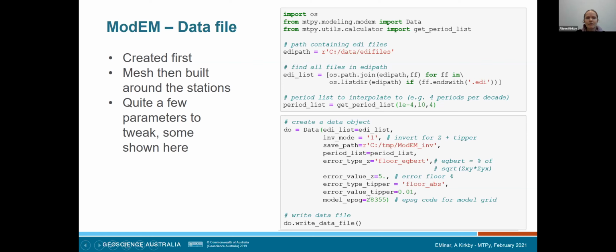The final one, the model EPSG code, is quite important. That defines the projection for your model. Commonly used projections have EPSG codes associated with them. Especially when your model crosses UTM zones, it's really important to specify the model EPSG so that MTPy knows where to project all your stations to. But you also need to know that UTM EPSG code, because when you're plotting the data later, you'll need to provide it so that it can project your stations again. You provide all that information, and then you can write your data file.